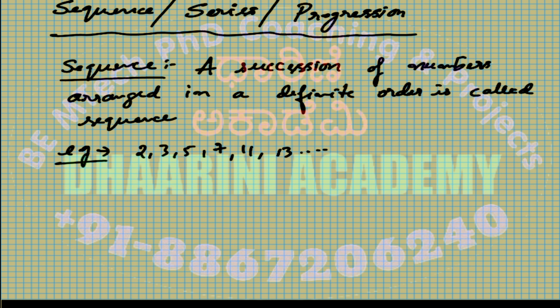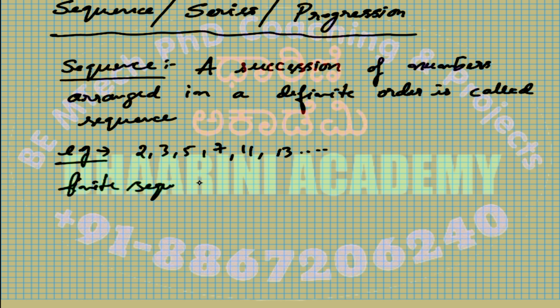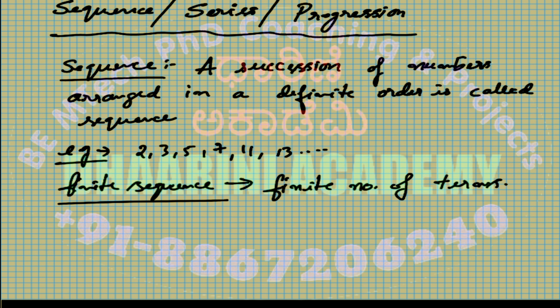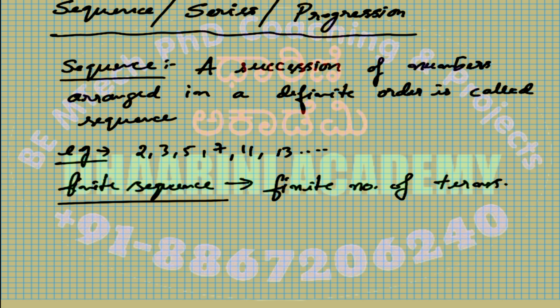The types of sequences are as follows. The first type of sequence is called a finite sequence. When we say finite sequence, it has a finite number of terms. So if I write the first five prime numbers, it's five numbers, so it's finite.